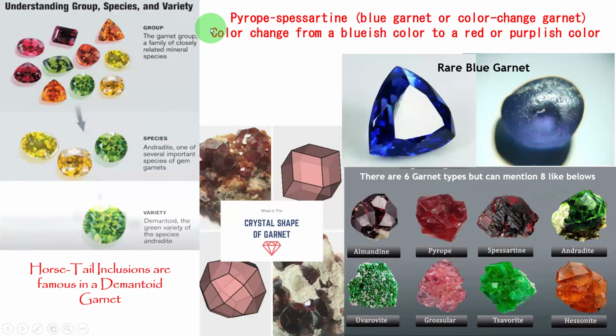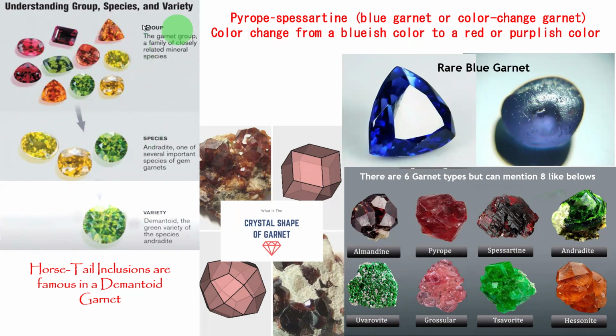Now look at this. Here, there are pyrope and spessartine. There are two varieties joining together. Then that is called blue garnet or color change garnet. Blue garnet is very, very rare in the world. It is blue color. If you have this small garnet, you can take billions of dollars. Color change from bluish color to a red or purplish color. This is the rough. This is the cut and polished one, not a blue sapphire. It is garnet, blue garnet.